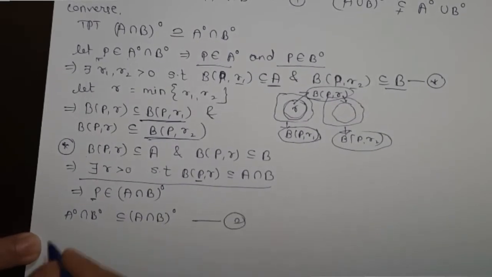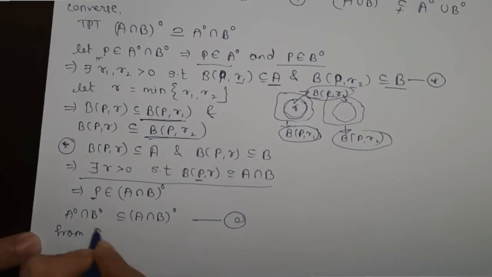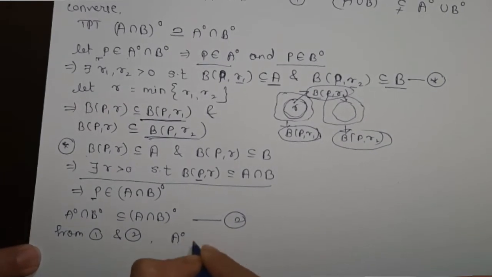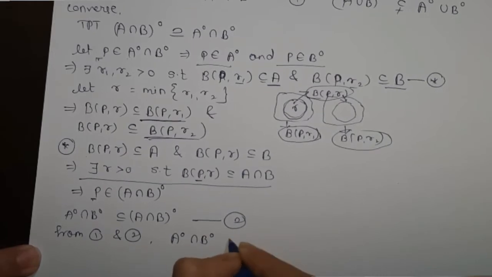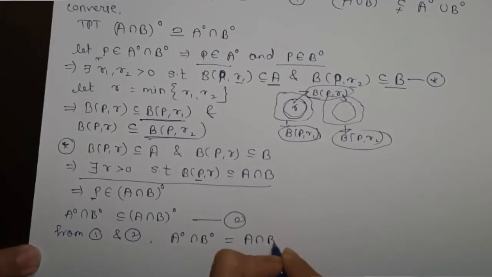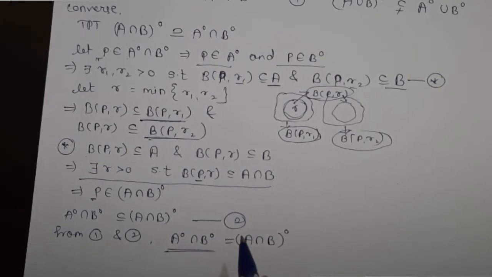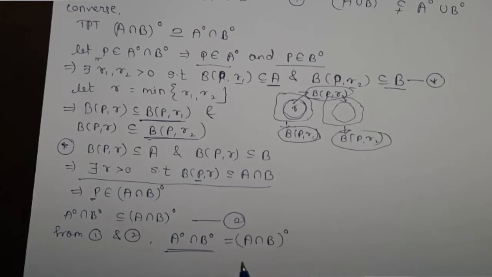This is the second part. So from the first and second, we get A interior intersection B interior is equal to (A intersection B) the whole interior. Okay, so that's what we had to prove. So these are the results for interior points.